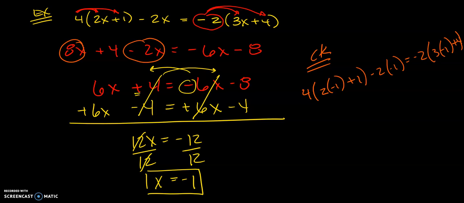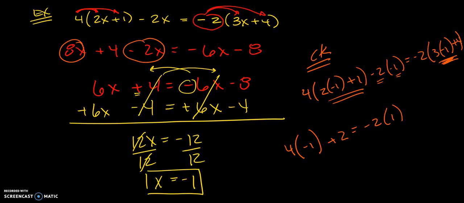But here, I want to start with inside the parentheses first. I'm going to do the same thing over here. So that's going to be 4 open parentheses. All right, 2 times negative 1 is negative 2. Negative 2 plus 1 is a negative 1. And that's going to be a negative 2 times a negative 1, and that's positive 2. Over here we have 3 times negative 1, which is a negative 3. Negative 3 plus 4 is a positive 1. So negative 2 plus 1.